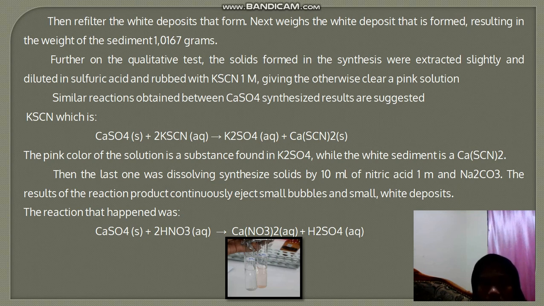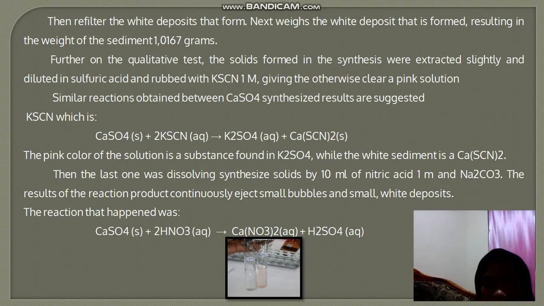Further, in the qualitative test, a little of the solid formed in the synthesis was extracted and dissolved in sulfuric acid and reacted with KSCN 1 M, giving a clear pink solution. The pink color of the solution indicates the substance FeSO4, while the white sediment is a KSCN2.